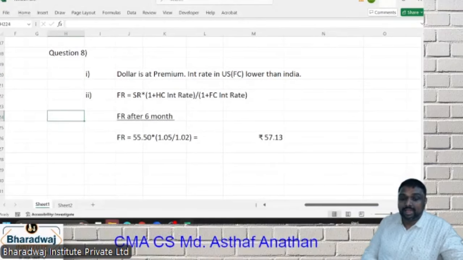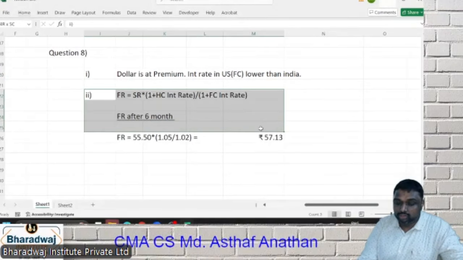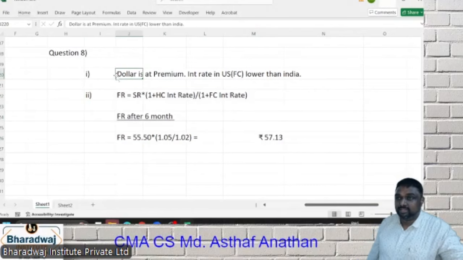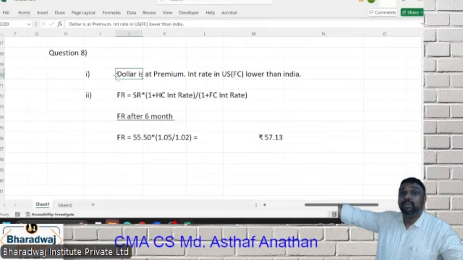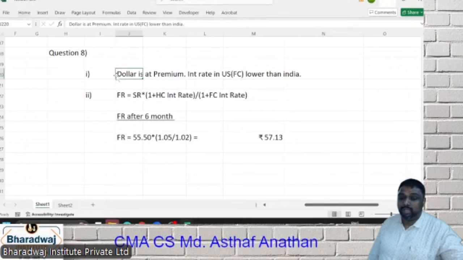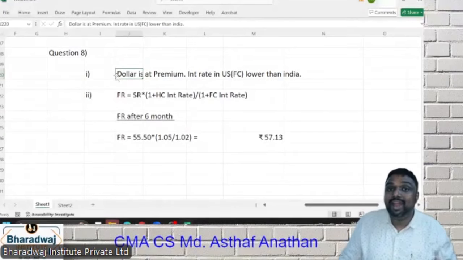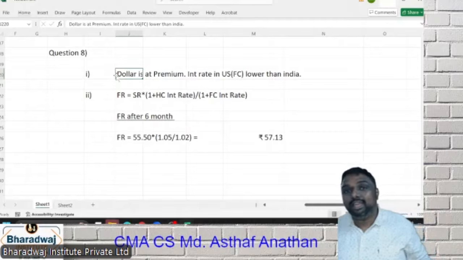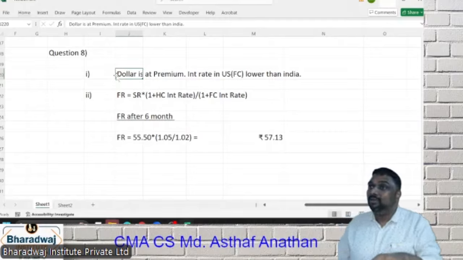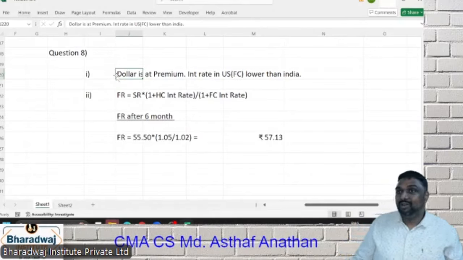So for exam purpose, no need to wait to solve this. You can just check the interest rate. If your numerator currency interest rate is more, then the answer will be increasing. If numerator currency interest rate is less, then answer will be decreasing. So this is how you have to make it. Same question, interesting point: if they ask for rupee, now it will be the opposite. In this question, dollar is premium. For exam purpose, if they are asking rupee, then the answer will be discount. So you have to be very clear for that.